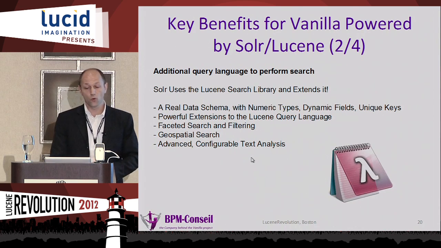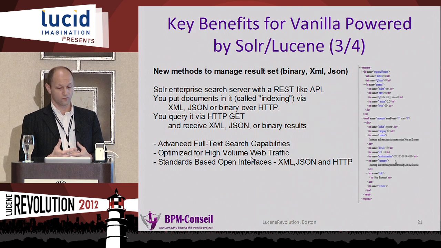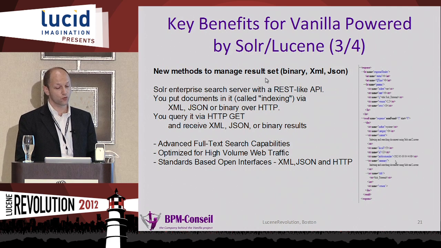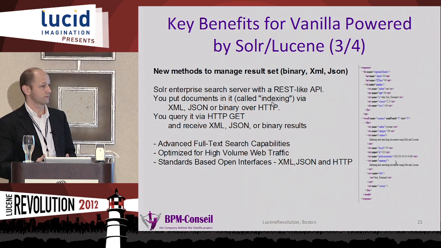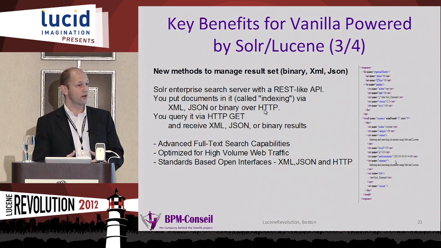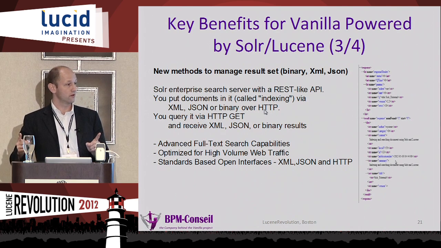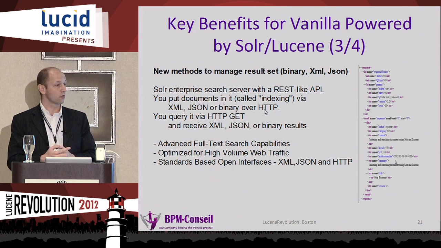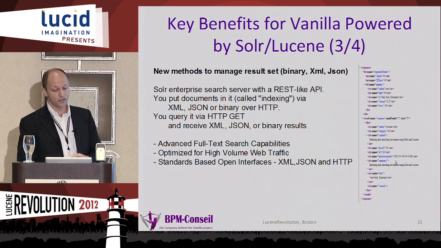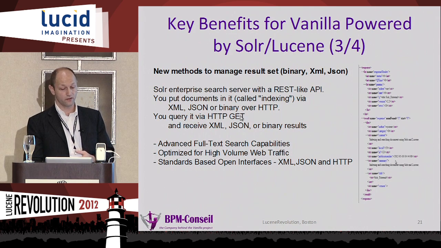Third thing, we have a new method to manage the result set. You can choose, okay, with this API. Either you get your result in XML, JSON, or binary over HTTP or not. So it's very convenient. If your result set is very large, maybe it's better to send it in binary or others. Okay. So with this now you have the choice. And we take care of advanced full text search capability and other things.